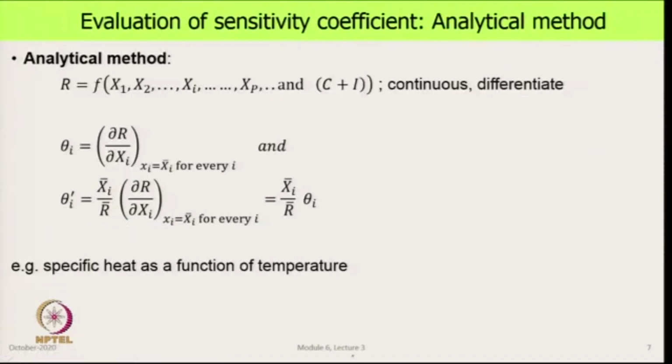Now, we look at the techniques by which we can calculate the value of theta I or theta I prime. And here we have two methods. First, we are looking at the analytical method, where we say that I want to calculate theta I and theta I prime. What is the technique for doing that? The analytical method is something we just covered in some sense. We write the result formula and we assume that this is continuous and differentiable at every point.